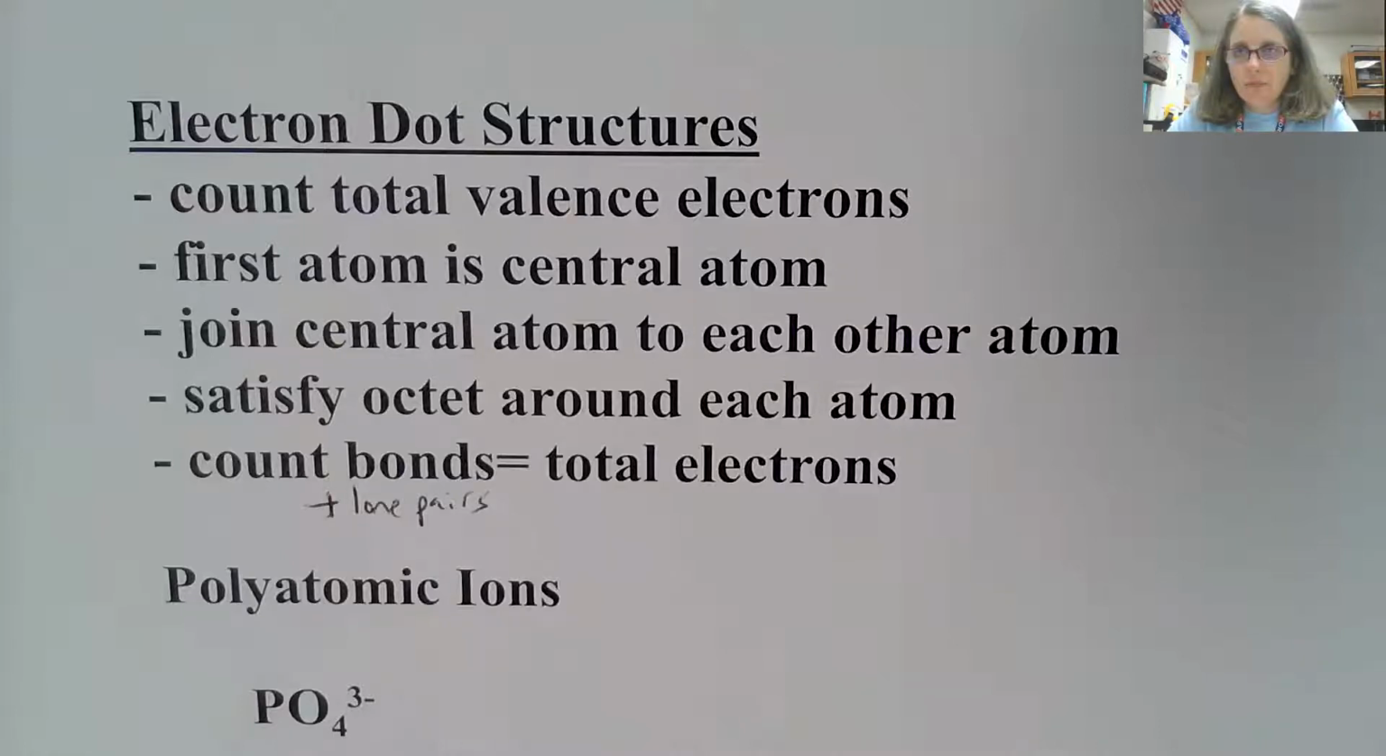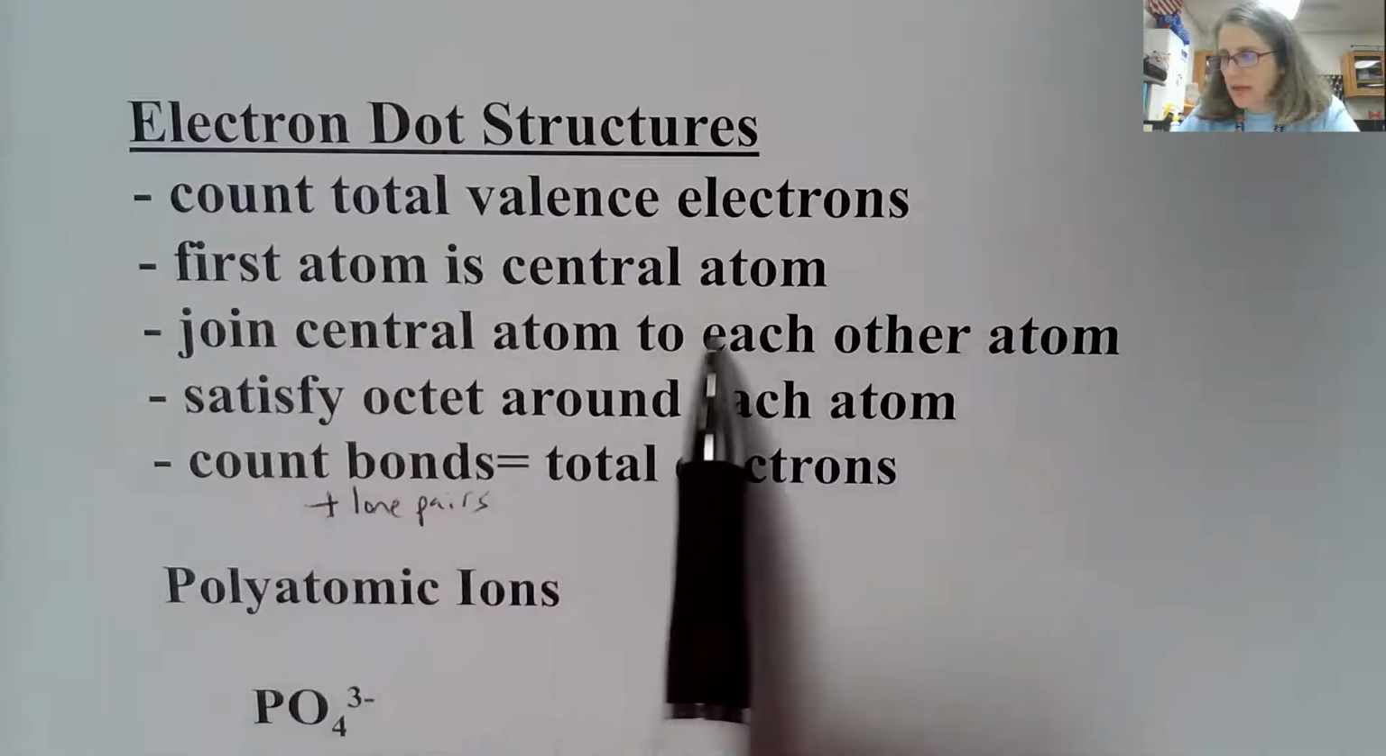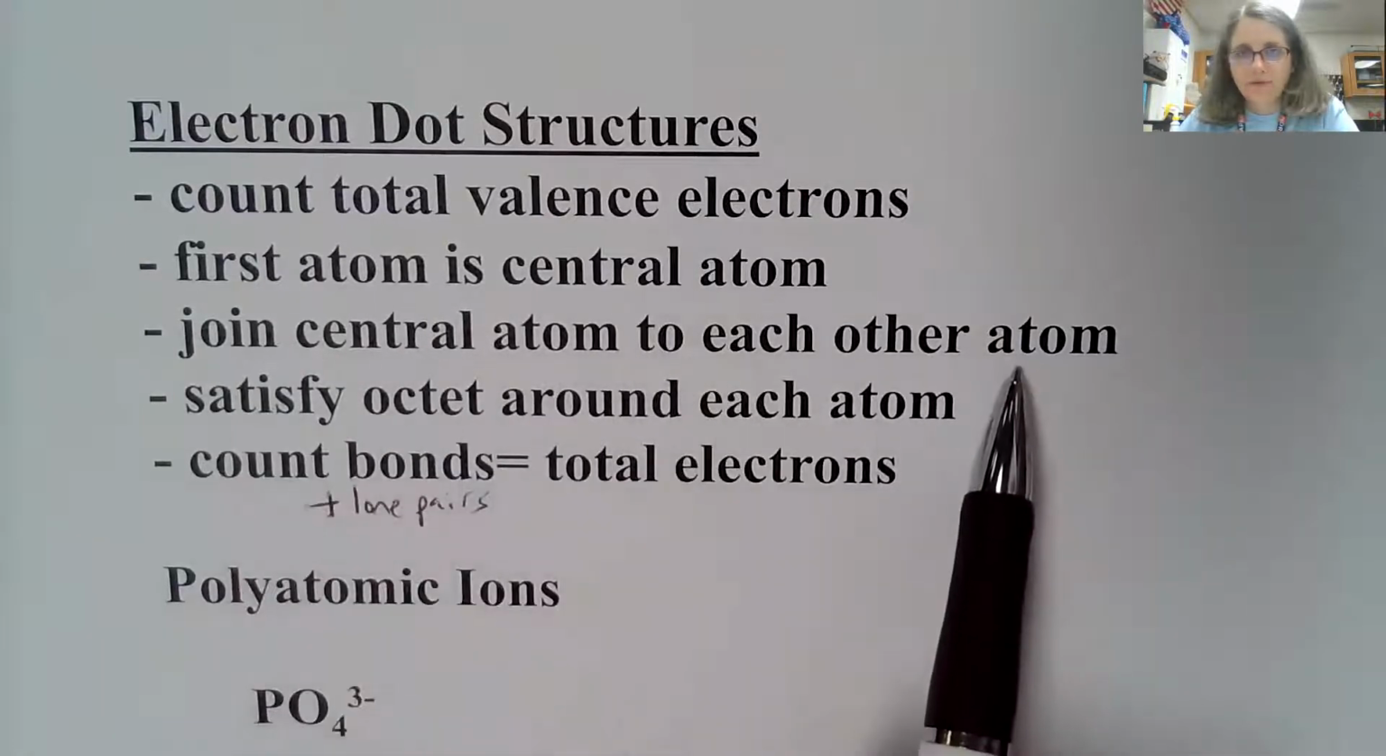So for these more complicated structures, what you're going to do is a step-by-step approach to these drawings. First thing, you're going to count all of the valence electrons that you have in the molecule. So you're going to add up all of the electrons from every atom that is attached in this molecule. You're going to put the first atom that is listed as the central atom. There is a way to actually determine what the central atom is. We just do not cover it in this course. You're going to join that central atom to each other atom. So essentially, you're going to make a single bond at first.